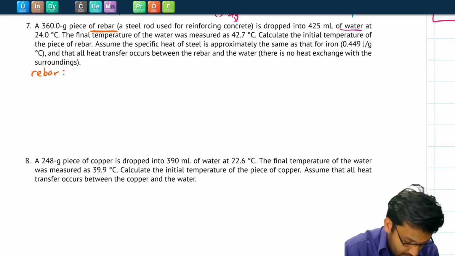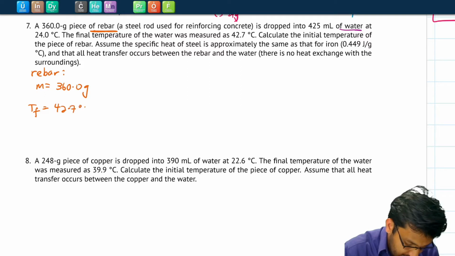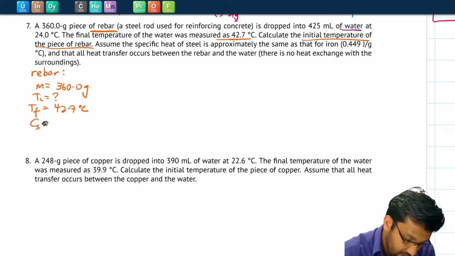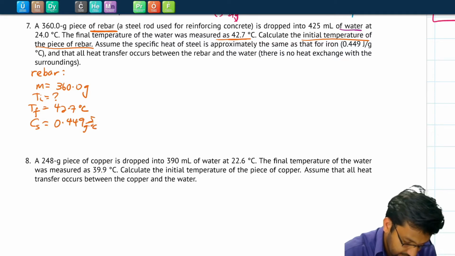So for the rebar, we have a mass of 360.0 grams. The final temperature of the water is 42.7 degrees Celsius, and that's the final temperature of both the water and the rebar. The initial temperature of the piece of rebar is what we need to find, so that's the unknown. The other piece of information that we need is the specific heat capacity of the rebar, which they tell us is the same as we use for iron, which is 0.449 joules per gram per degree Celsius.